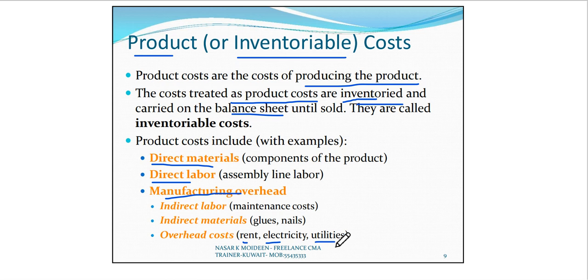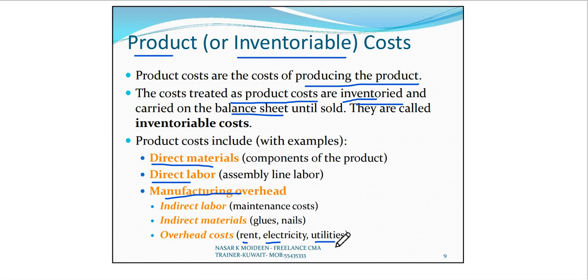All this cost will go to the balance sheet first, then it will go to the income statement only when the products are sold. Till that time, all this cost will be carried in the balance sheet. Again, we will discuss this in detail in the coming slide. So we have three types of cost that will be carried in the inventoriable cost, or product cost, which are material, direct labor, and indirect cost, which is manufacturing overheads.